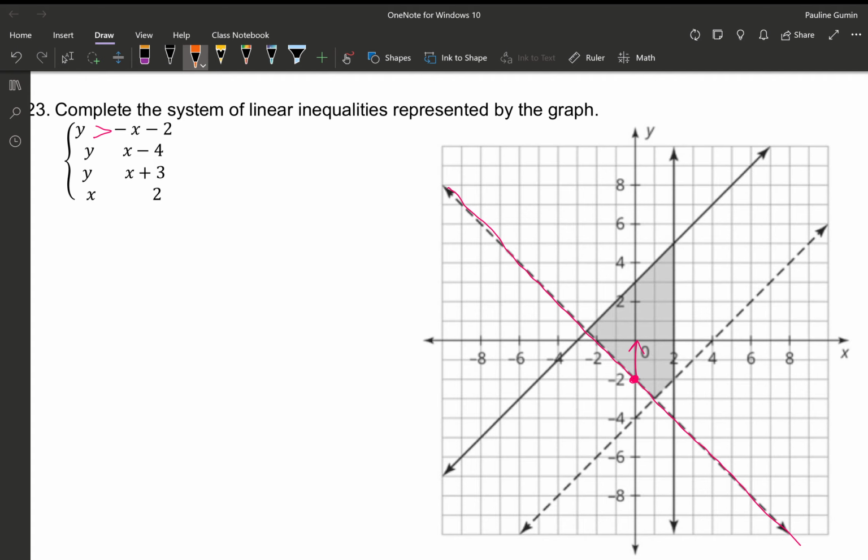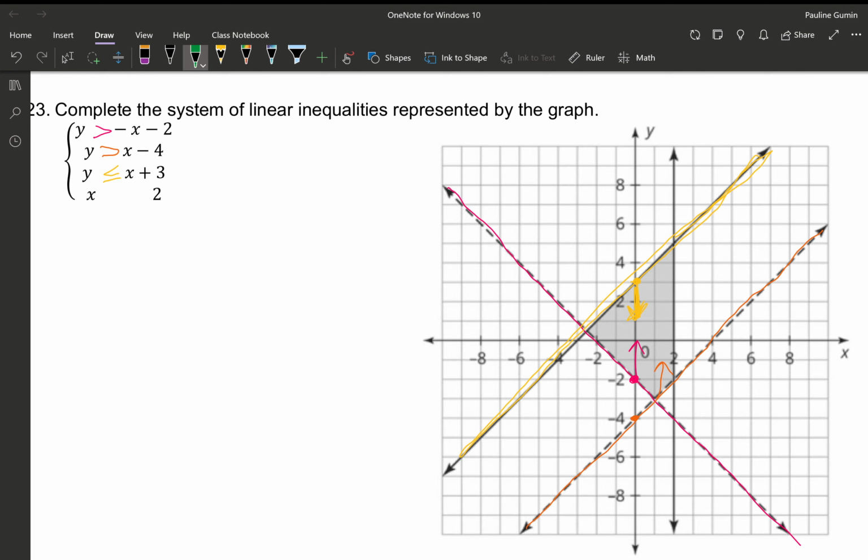The next one has a -4, which means we cross at -4 on the y-axis. This is the line we're looking at. The line is shaded up, so there's another greater than symbol. The next line has a +3. That means we're crossing it right here. So this is the line. This is a solid line, so it will have a solid line underneath. And it looks like this line is being shaded down, so less than or equal to.